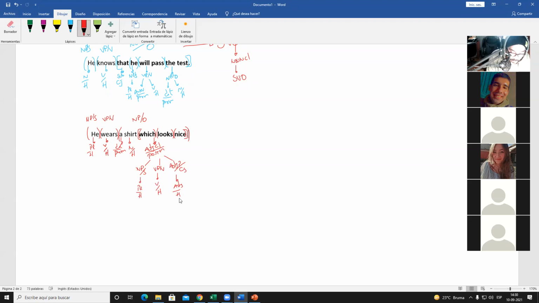Resumen. Una adjective clause está adentro de una noun phrase. De nuevo. Una adjective clause está adentro de una noun phrase actuando como post modifier o complement, cualquiera de las dos. ¿Qué significa eso? Lo vamos a ver al tiro. ¿Alguna duda hasta aquí antes de avanzar? No, vamos.